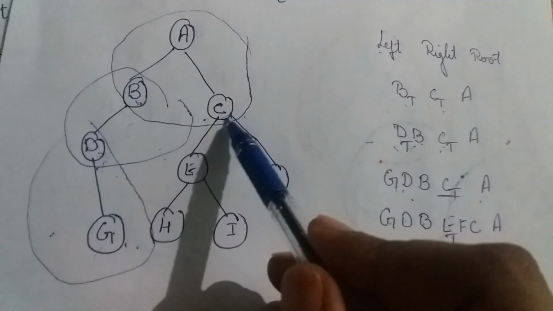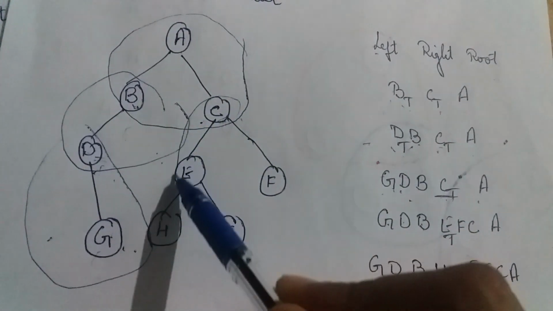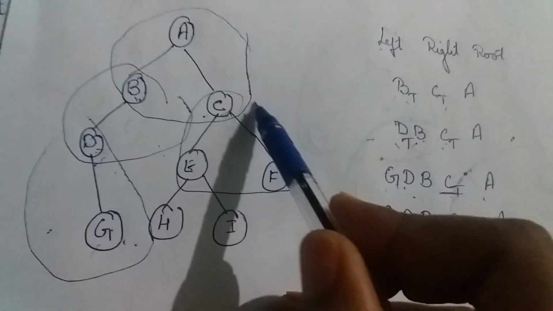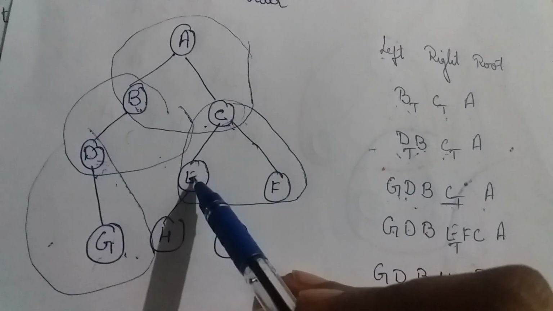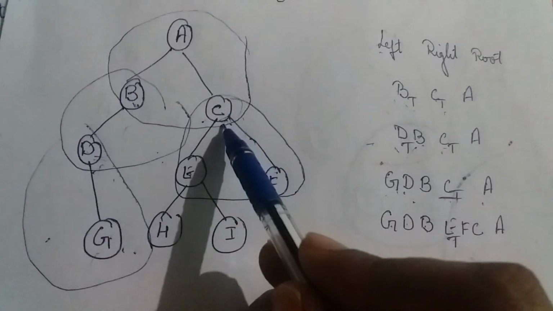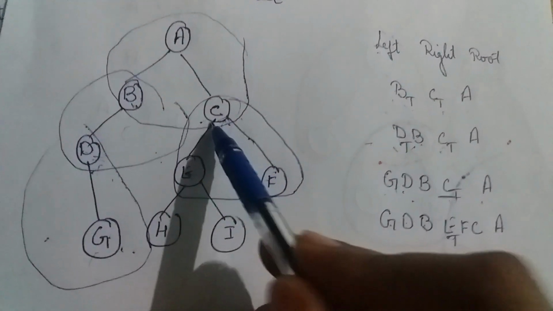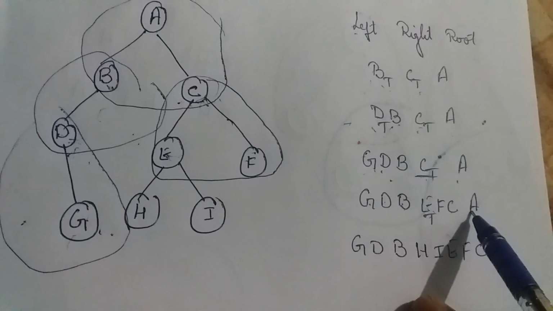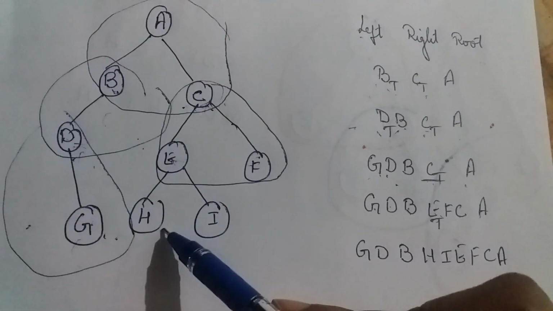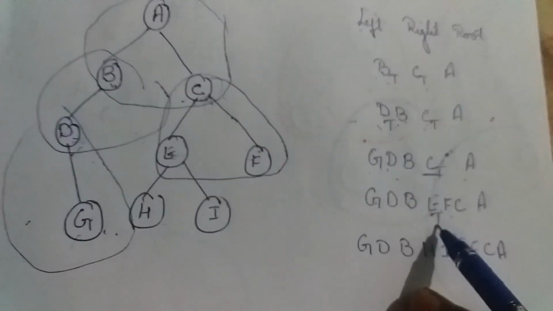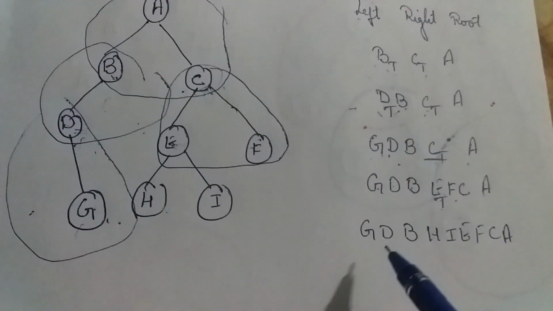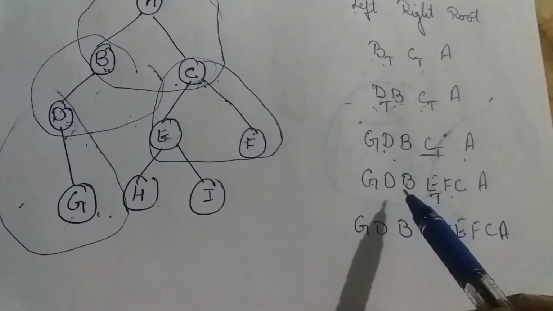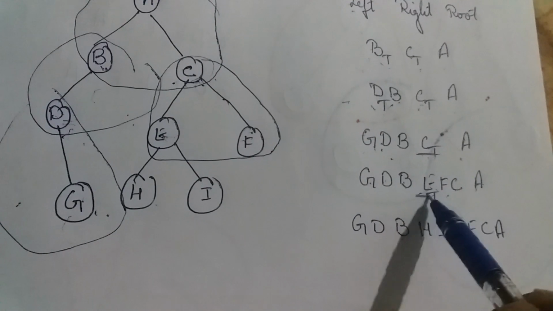If I consider node C here, these are the subtrees of node C. Apply the same technique, left, right and root, it is E, F and C. You can see here E, F and C. A is copied like that only. Then E has to be traversed, so I have written ET. Then in the last step, G is copied, D is copied, B is copied, and E has to be traversed here.